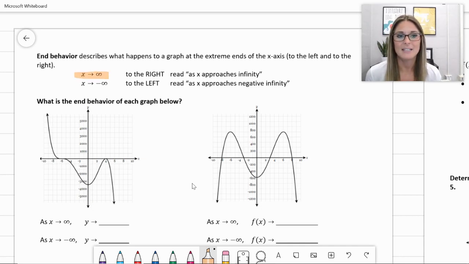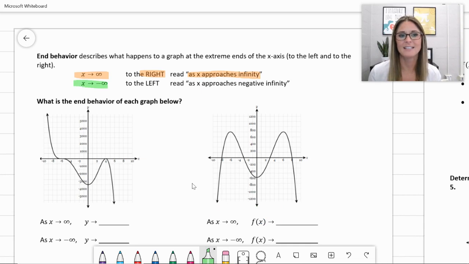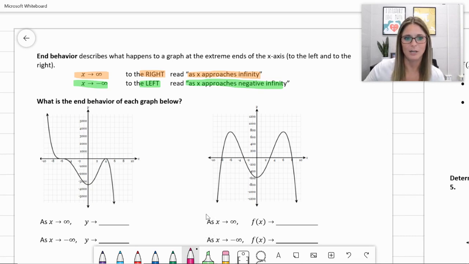When they say x with the arrow and the infinity, that means as we're going to the right, and it is read as x approaches infinity. When you have x arrow negative infinity, that's talking about to the left. And it represents as x approaches negative infinity. Let me show you how this works.